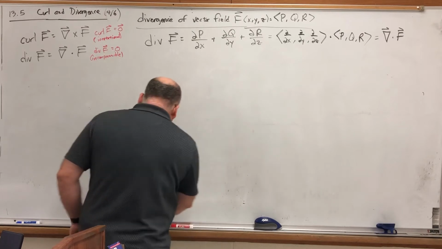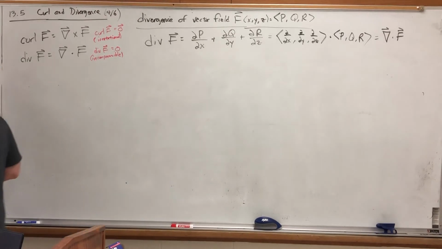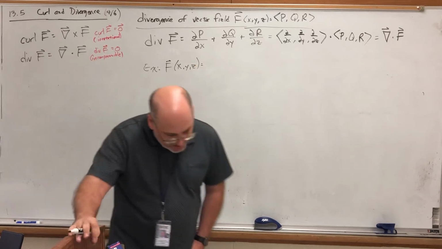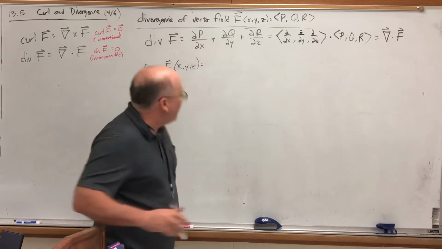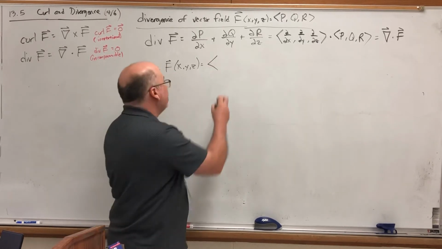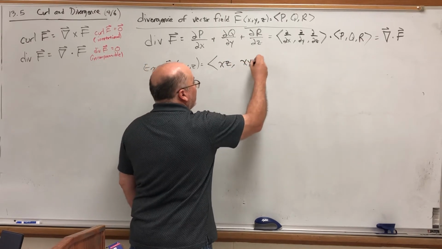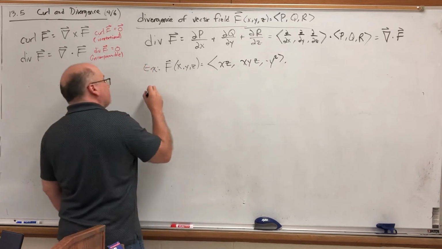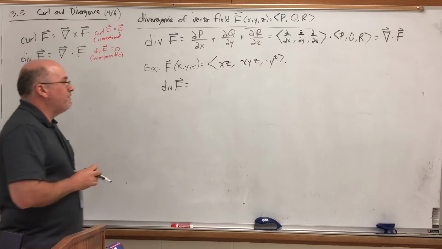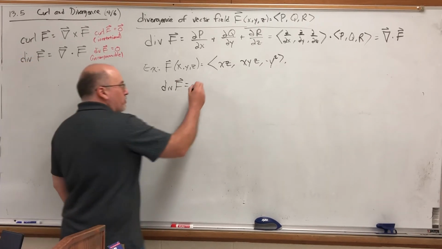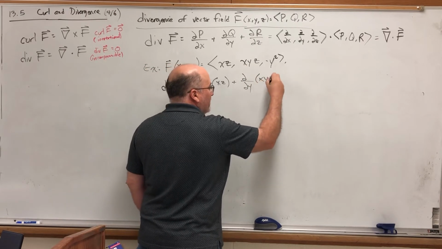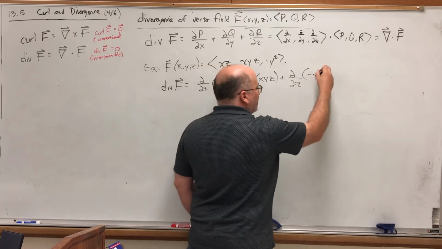But actually calculating divergence is pretty trivial. Let's take a look at an example. Let's say our vector field F is given by the first component xz, second component xyz, and third component negative y squared. Let's just calculate divergence. Divergence of F is just partial with respect to x of the first component, xz, plus partial with respect to y of the second component, xyz, plus partial with respect to z of the third component, which is negative y squared.